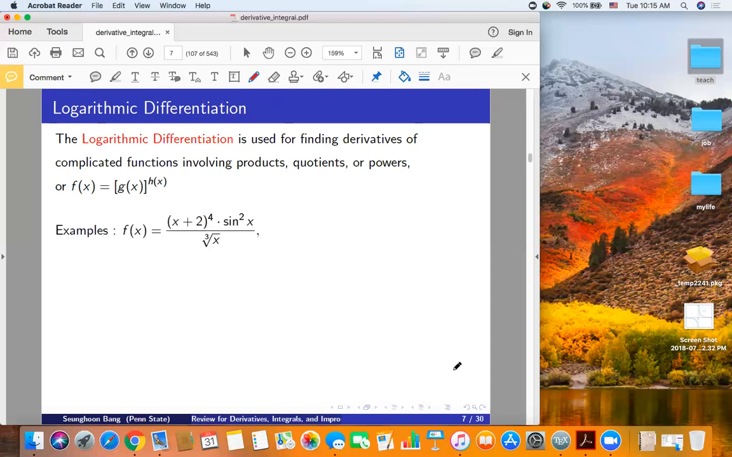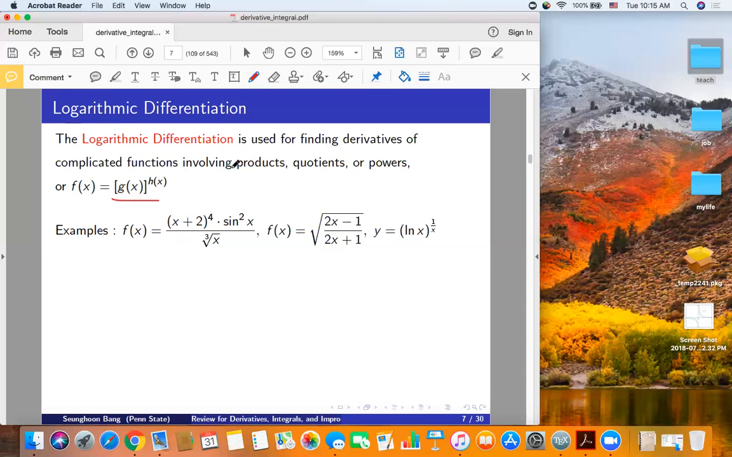For example, f of x is (x plus 2) to the 4 times sine squared of x over the cube root of x. This is a complicated function involving products, quotients, or powers. Where f of x equals the square root of (2x minus 1) over (2x plus 1), same. This is also a complicated function involving products, quotients, or powers. And y equals (ln of x) to the power 1 over x. So this is the same as f of x equals g of x to the h of x, so we use logarithmic differentiation.